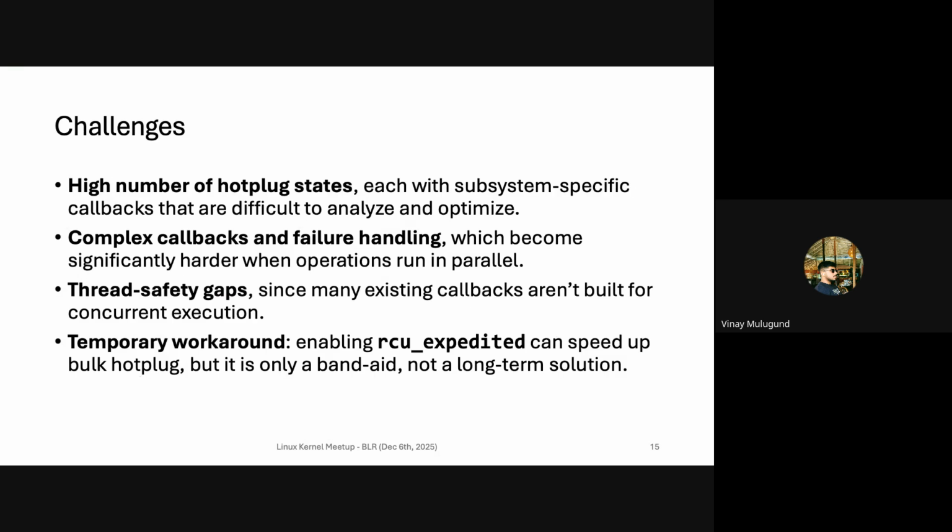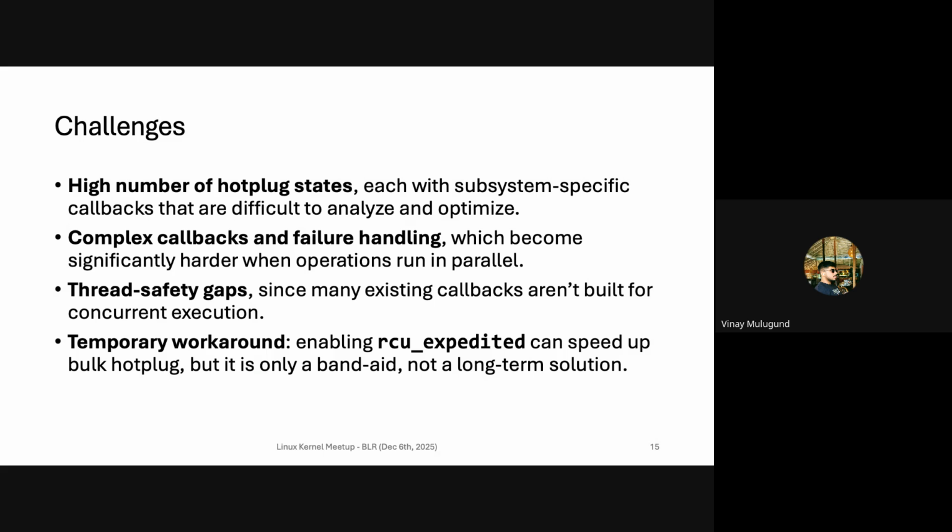Okay, so the challenges that are still present. Because there are so many subsystems that have registered for a callback, this is the last slide actually. There are so many states, and each state is a subsystem. Each callback is subsystem specific, so understanding what everybody is doing will be a difficult task, and those callbacks are like a black box, as I mentioned before for the CPU hotplug infra. Some of these callbacks are complex, and currently we have not discussed what will happen when failures occur.